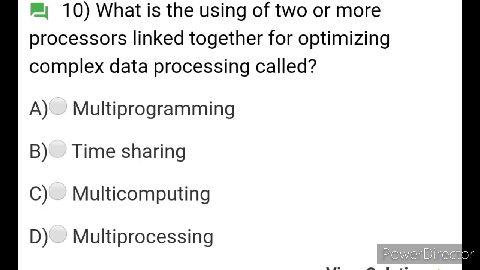Now the 10th one is: what is the use of 2 or more processors linked together for optimizing complex data processing called? So these are the 10 questions.